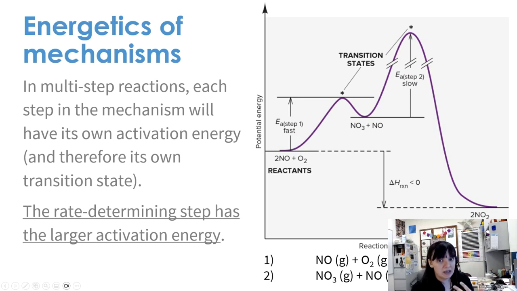So we can see that in this diagram right here, right? In this case, the first step occurs quickly, the second step goes slowly. And so in the potential energy diagram, we see a much larger hill for that second bump, rather than the relatively small first bump.